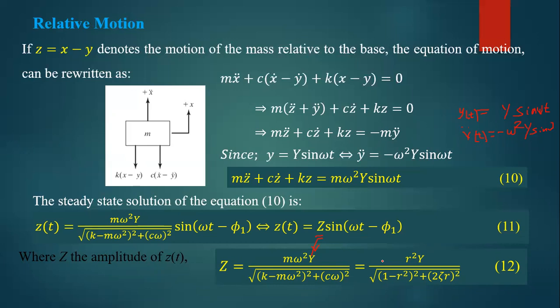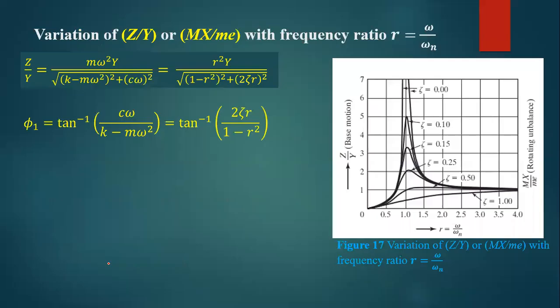And in terms of a reduced form, it is r squared over the radical of (1 minus r squared) whole squared plus (2 zeta r) whole squared, which gives us z over y, the relative motion. Okay, z over y is the relative motion. This is the expression for z over y.